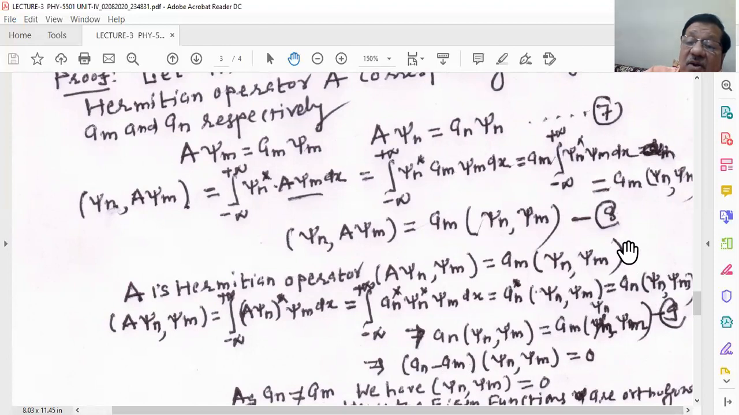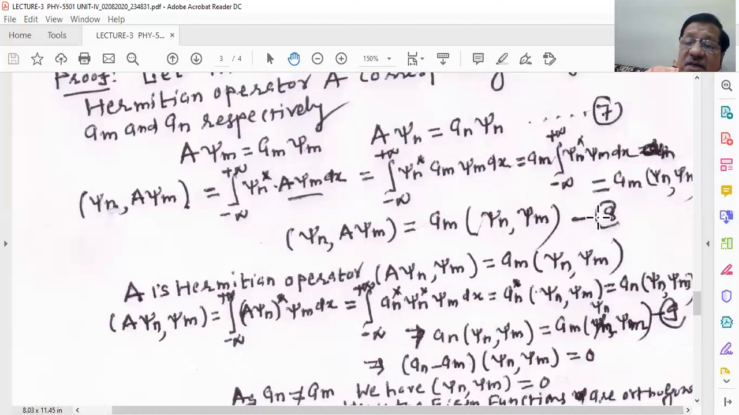So look at equation number 8. In equation number 8, the left hand side is (ψn, Aψm), and here the other side is (Aψn, ψm). Both sides are equal. Please remember, (ψn, Aψm), which we have calculated, is equal to am (ψn, ψm), and this is replaced by (Aψn, ψm), which we have calculated equal to an (ψn, ψm).